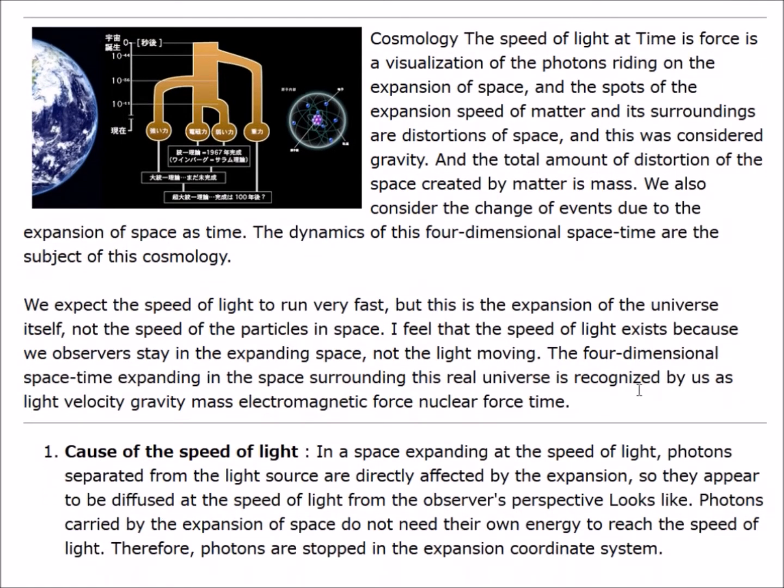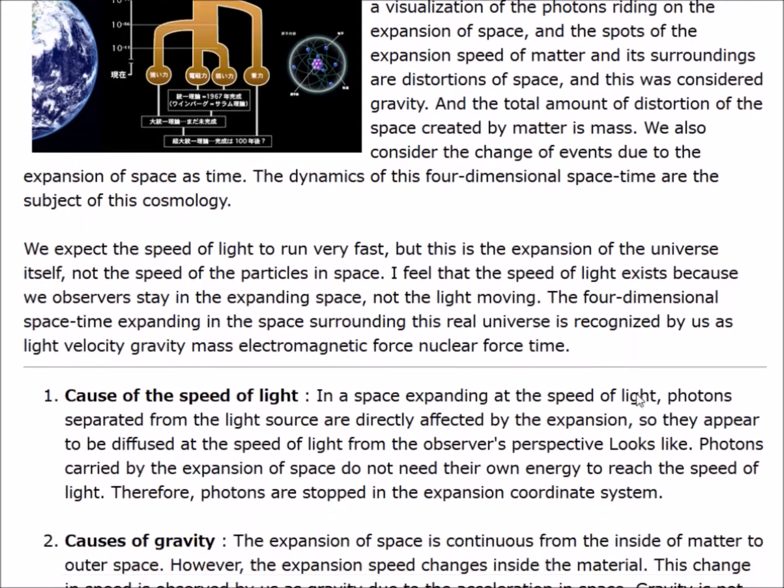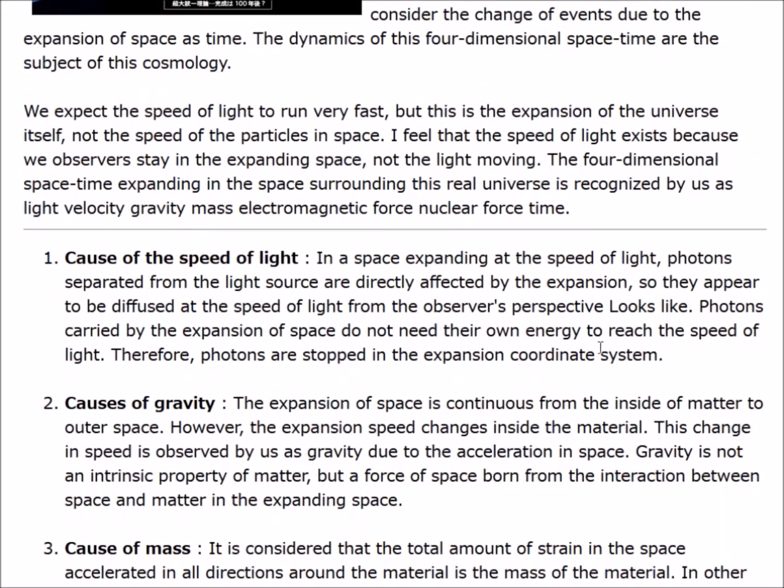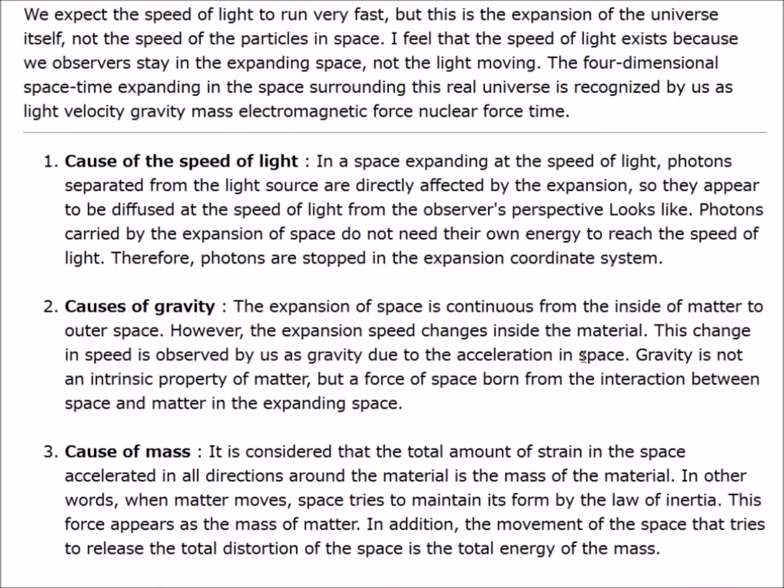We expect the speed of light to run very fast, but this is the expansion of the universe itself, not the speed of the particles in space. I feel that the speed of light exists because we observers stay in the expanding space, not the light moving. The four-dimensional space-time expanding in the space surrounding this real universe is recognized by us as light velocity, gravity, mass, electromagnetic force, nuclear force, time. Cause of the speed of light.